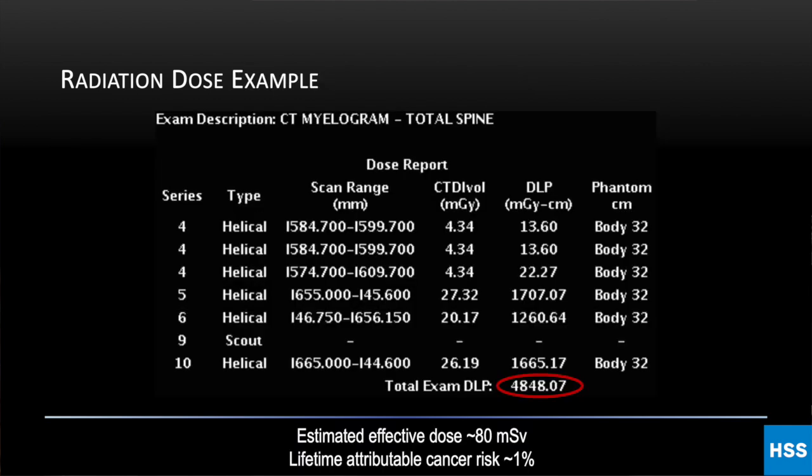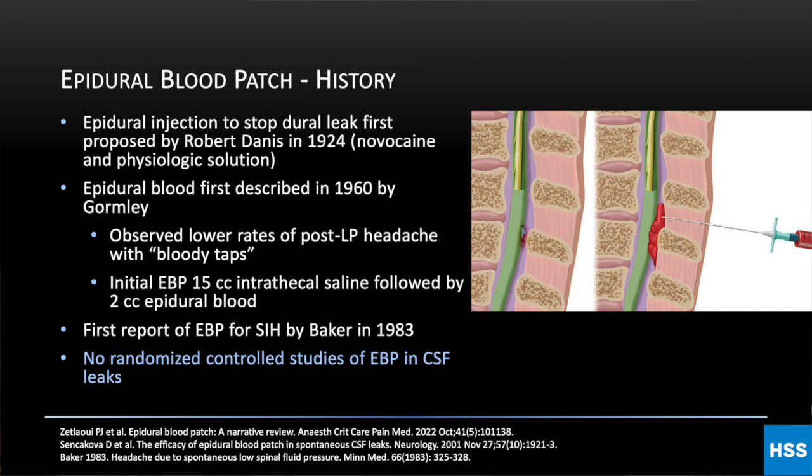This is an outside CT myelogram, few phases of acquisition. I was asked to review it, and I was really struck by this dose report. The DLP is almost 5,000, which translates to an estimated effective dose of nearly 80 millisieverts, which is quite a significant radiation exposure for one study, perhaps the lifetime attributable cancer risk as high as 1%.